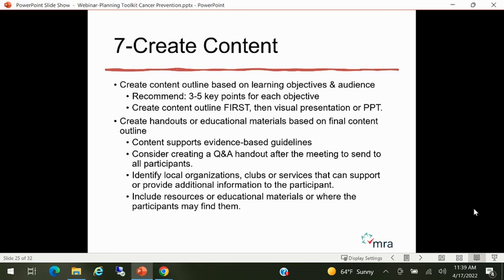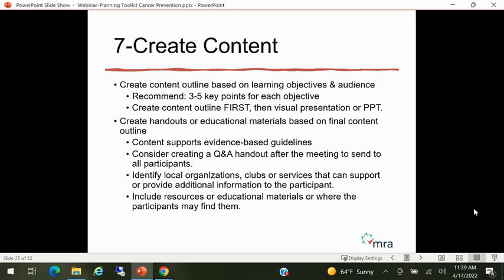So once you know your content, then you can start preparing the handouts or the educational materials based on that final content. You certainly can't prepare a handout before you know what you're going to be speaking on. So your content should also support what's written in evidence-based guidelines. You don't want to hand out a handout that says that you should get a screening mammogram every year when your screening guidelines say it's every 3 years. And I'm just using that as a reference. But make sure all of your material is congruent with one another.